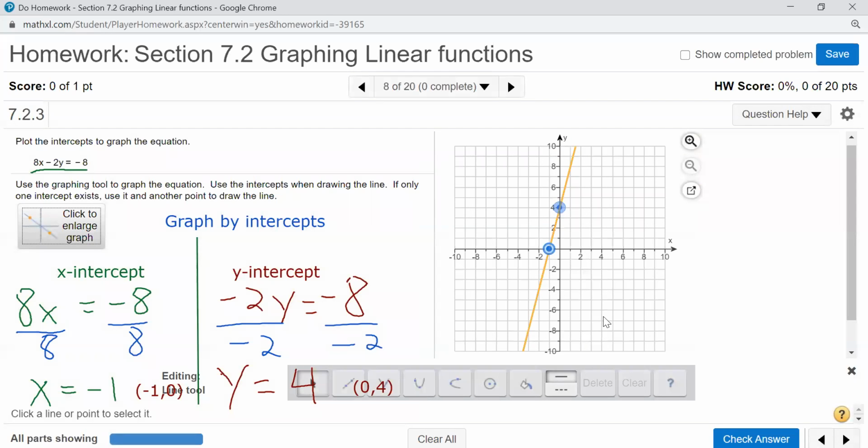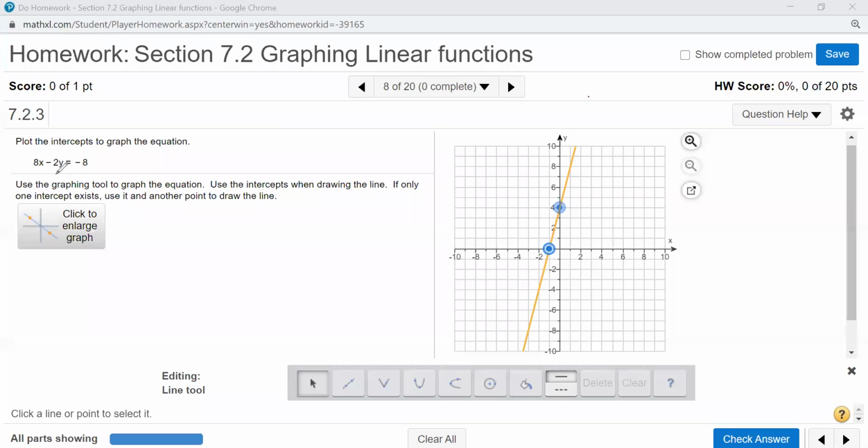And that's good geometric reasoning. Great question. No, not a bad question at all. She asked, why can't we just get y by itself and put it in y equals mx plus b form ourselves? You can, 100%.